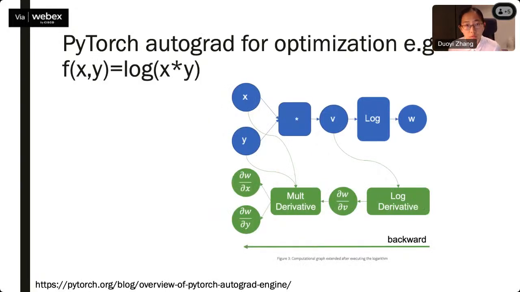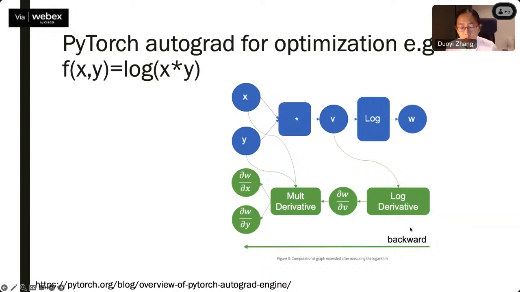We are also going to do the optimization with PyTorch Autograd. So here is one diagram to show how this optimization happens. Essentially, it follows the chain rule of optimization. For example, this figure gives a toy example of calculating log xy. PyTorch will store a value for each operation. For example, this V stands for x times y, and then the log calculation. After that, we obtain this W.